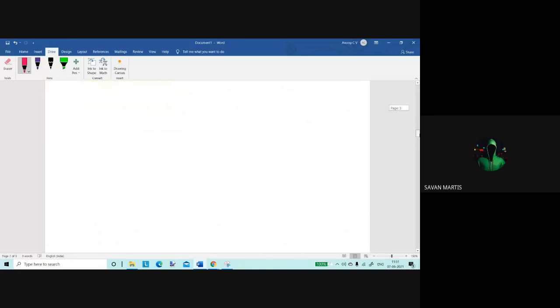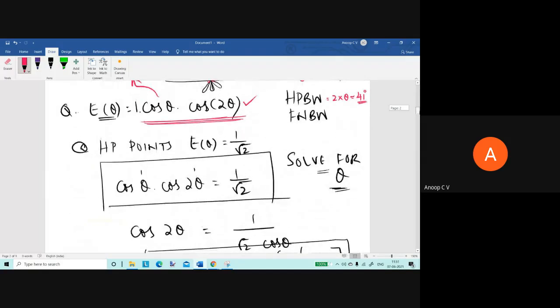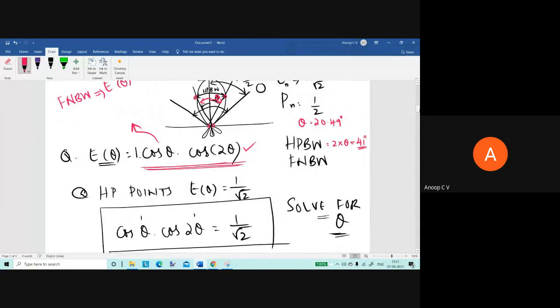Not 90 degrees. What about 45 degrees? Cos 90 is 0, of course, but when theta is 45 degrees, 2 theta becomes 90 degrees. So at 45 degrees, this function will go to 0 first on either side: 45 degrees on this side and 45 degrees on this side. As there is a 2 theta; if it was only theta, it would have been 90. So at 45 degrees it goes to 0. So first null beam width will be what?